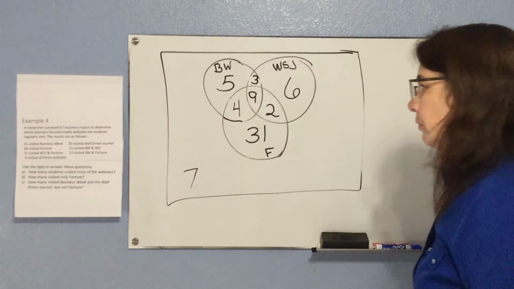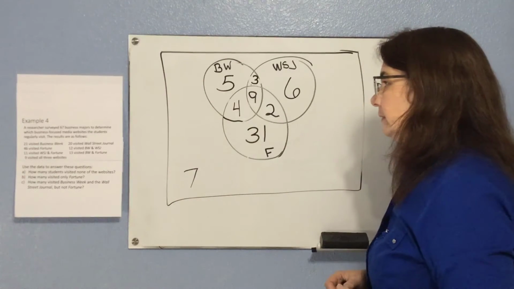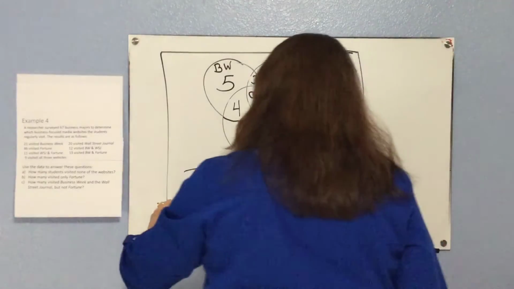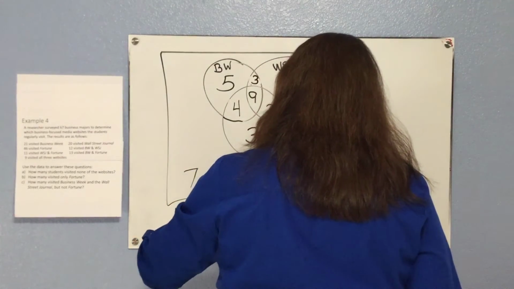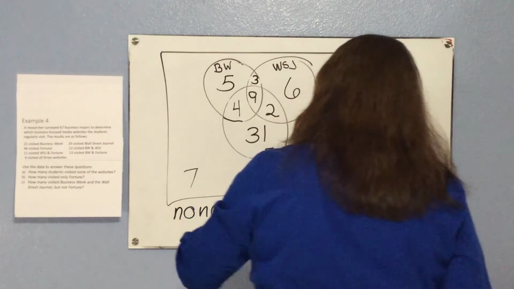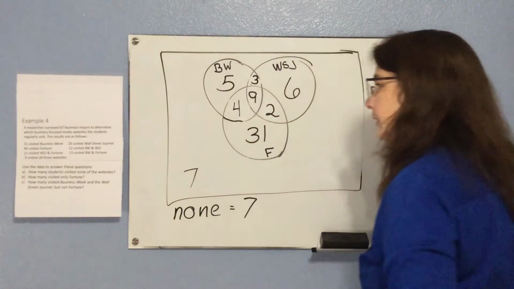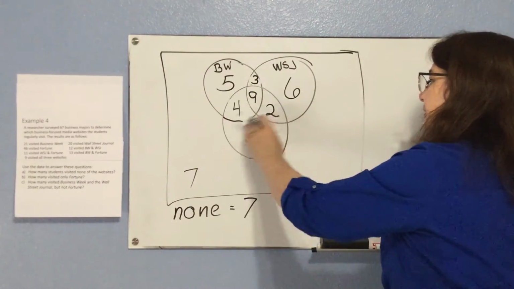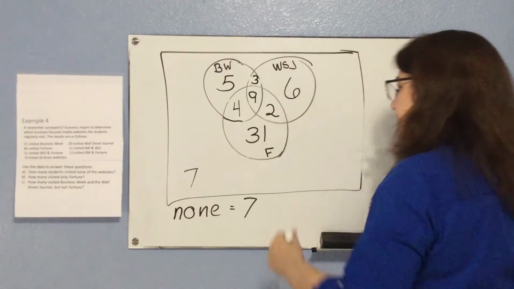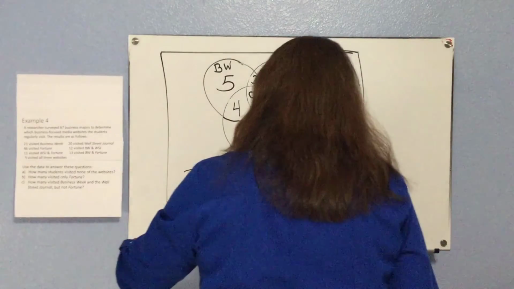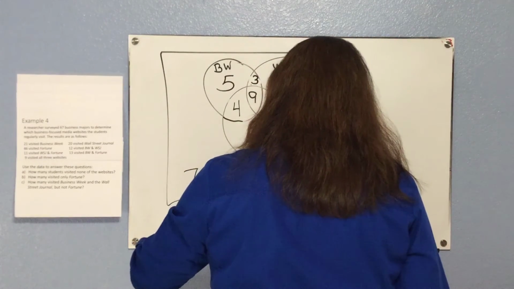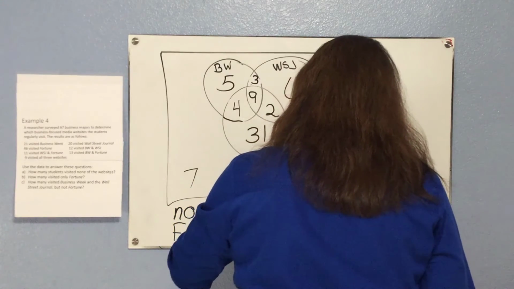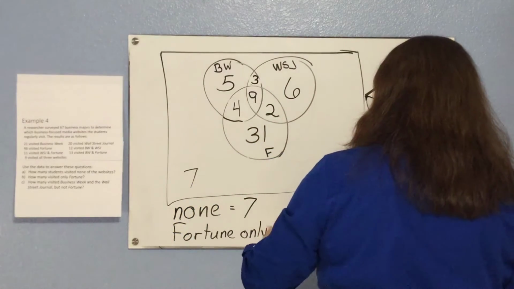Now we can answer some questions. First one, how many students visited none of the websites? Well, we just found out that that was 7. How many visited only Fortune? So that would be this area here that didn't intersect with the others. So Fortune only would be 31.